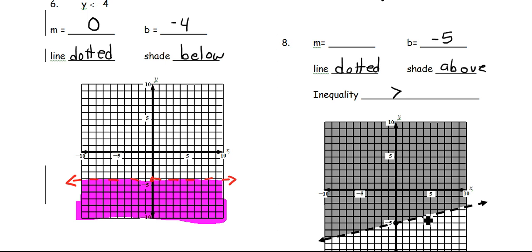So now it's a positive slope. We can tell it's going up. So we're going to go up 1 over 1, 2, 3, 4. So that means up 1 over 4. Now I just fill this in. Y is greater than 1/4 x minus 5. Let's try a few more here.